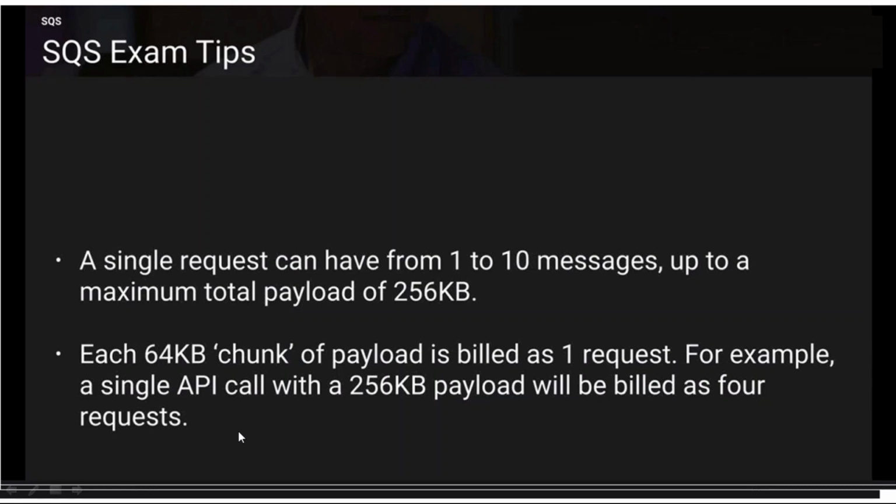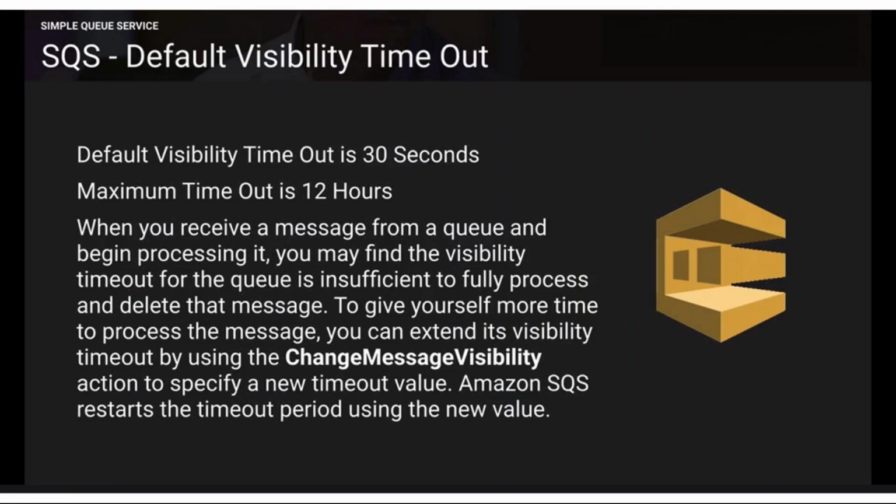So we just learned about the default visibility timeout clock. The moment I spin up any SQS queue, the visibility timeout by default will be 30 seconds. However, the maximum I can set is 12 hours. So what is the visibility timeout clock?